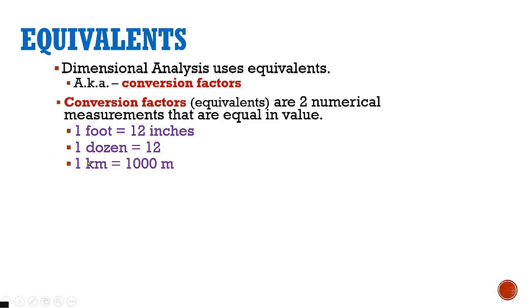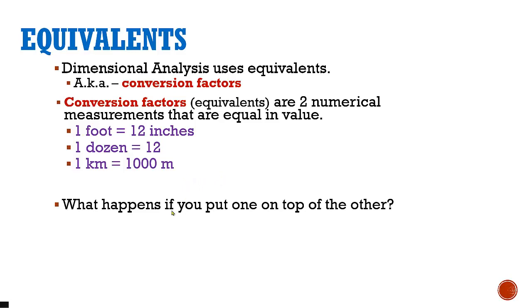These are all equivalencies. Now we may say them differently, but a dozen eggs is still 12 eggs. It's the same physical amount of them. And that's what conversion factors or equalities in dimensional analysis take advantage of. So let's look at what happens when we put these on top of each other.